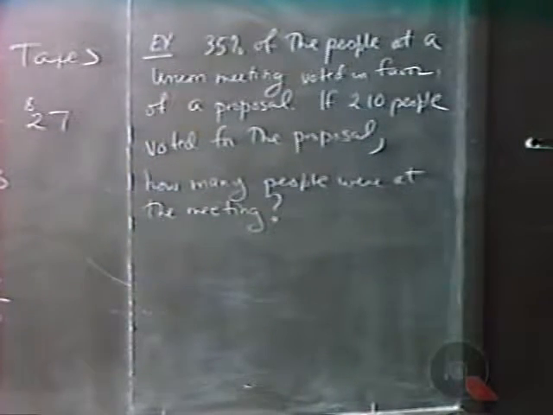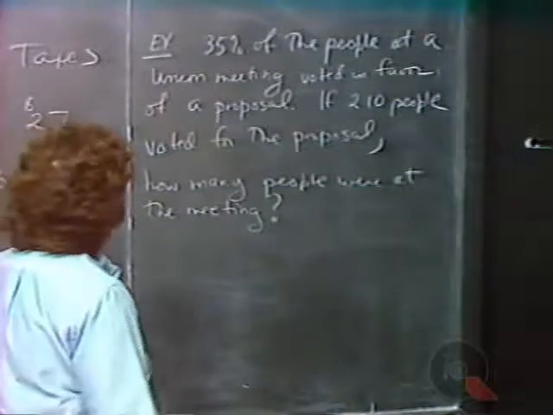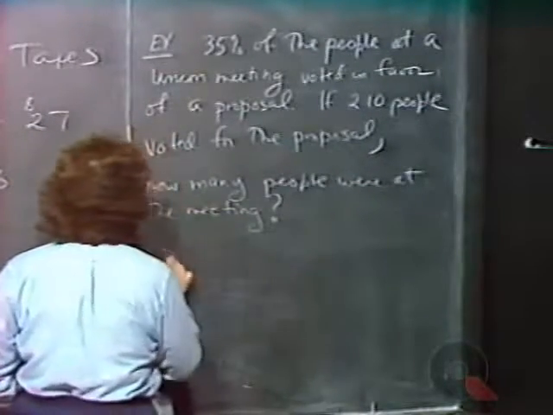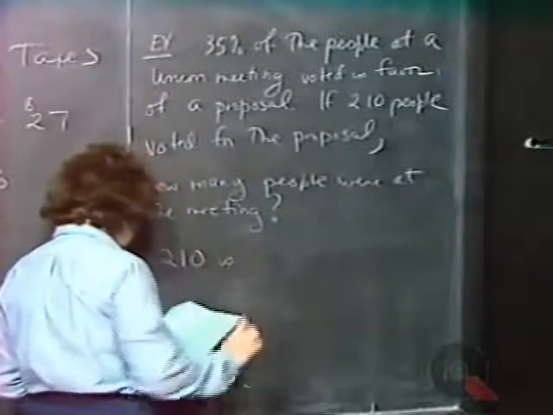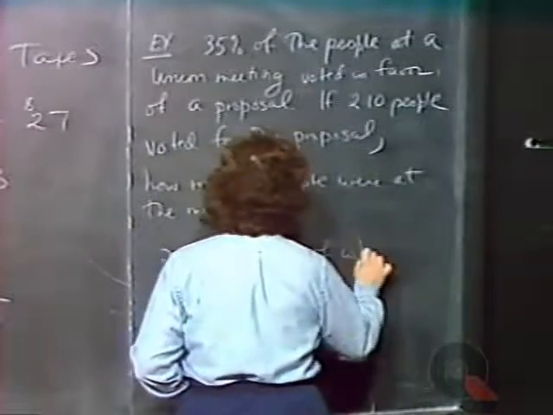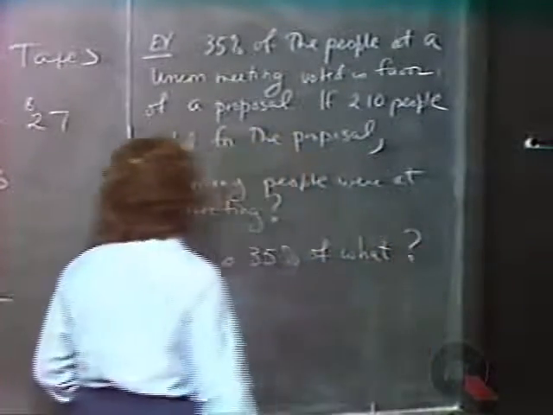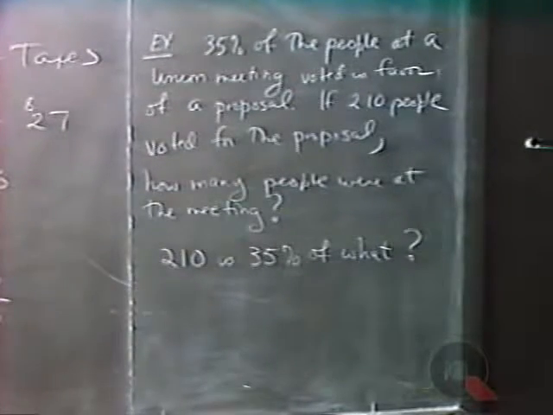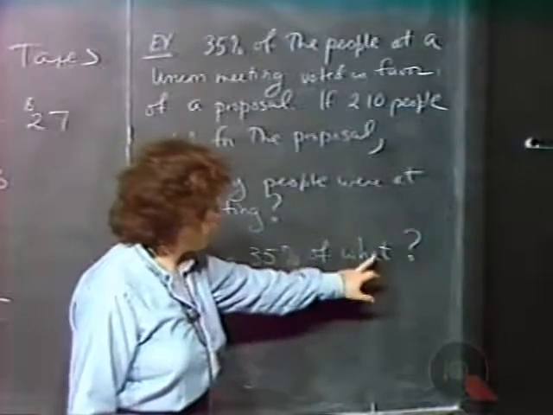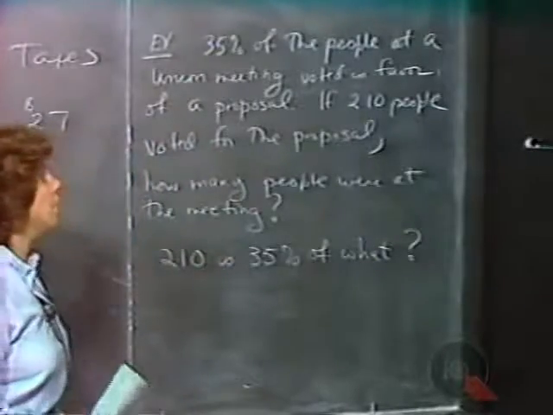"35% of the people at a meeting voted in favor of the proposal. If 210 people voted for the proposal, how many people were at the meeting?" Okay? If you can sift through the words here, what they're really asking is: 210 is 35% of what? 210 people voted for the proposal. That was 35% of the people present. 35% times what number would give us 210?